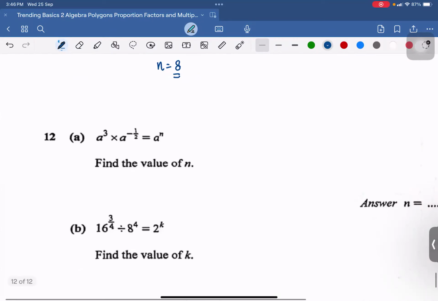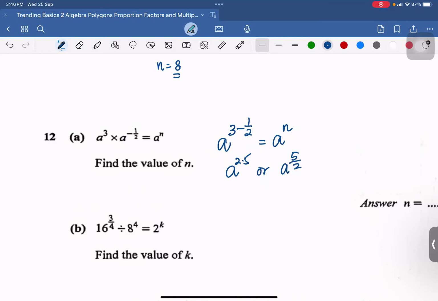This one over here is the same kind of thing, but I have a letter base A, so it's still A. What happens to our power? Multiply, the powers add together. So this one is 3 plus negative half. So it's 3 minus 1/2, which can be 2.5 or 5/2. Usually I write 5/2. For algebra, I don't like to write decimals, please.